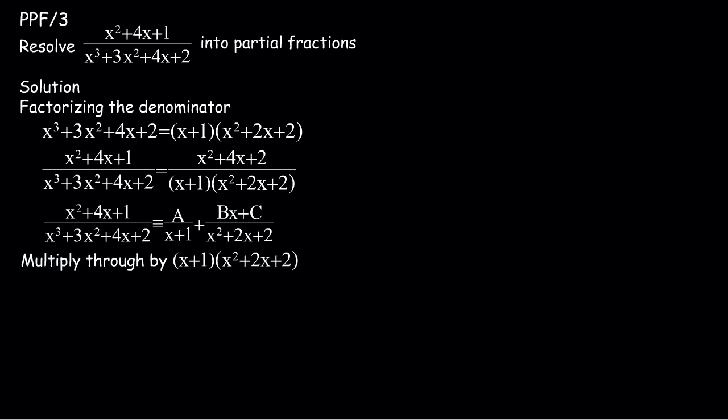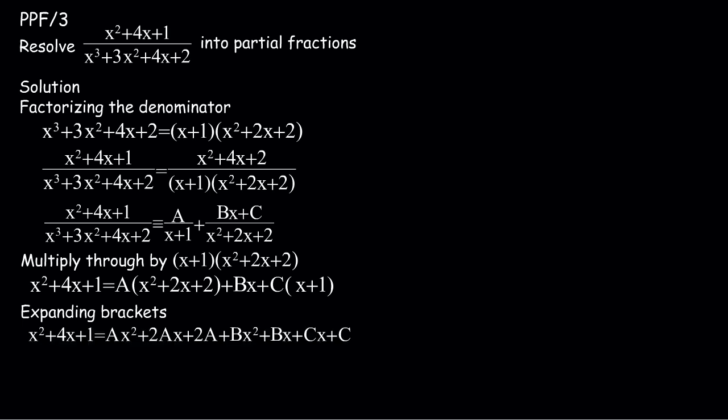At this point, we are going to be multiplying through by (s plus 1)(s squared plus 2s plus 2), and doing so it becomes s squared plus 4s plus 1 is equal to a(s squared plus 2s plus 2) plus (bs plus c)(s plus 1). Our very next step is to expand our brackets, and expanding the brackets it becomes s squared plus 4s plus 1 is equal to as squared plus 2as plus 2a plus bs squared plus bs plus cs plus c.